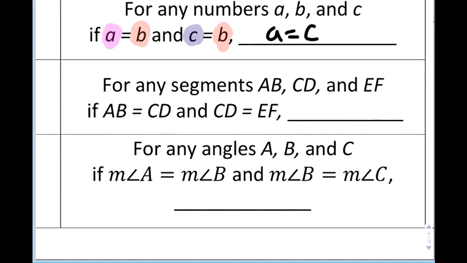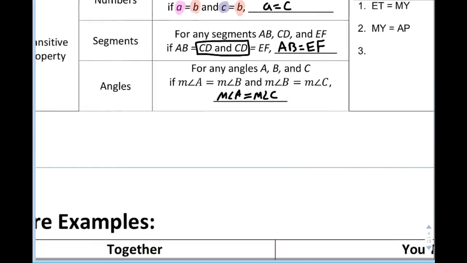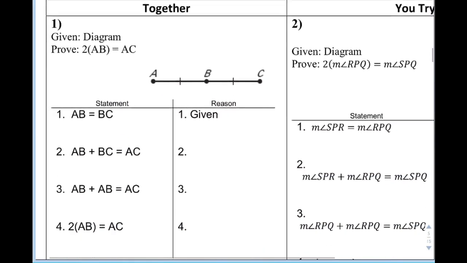That carries on with segments and with angles. Here again, you'll see our common link, CD. AB is equal to CD. EF is equal to CD. Therefore, AB must be equal to EF. And then finally, with angles, if you've got the measure of angle A is equal to B, and the measure of angle C is equal to B, then the measure of angle A must be equal to the measure of angle C. So these are more geometry-based, and we will use the transitive and reflexive quite often along the way.